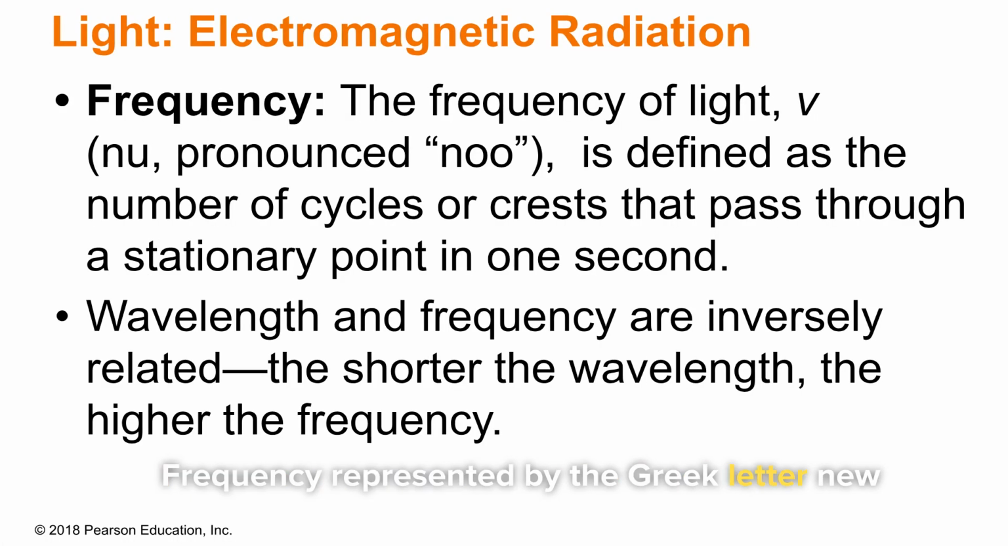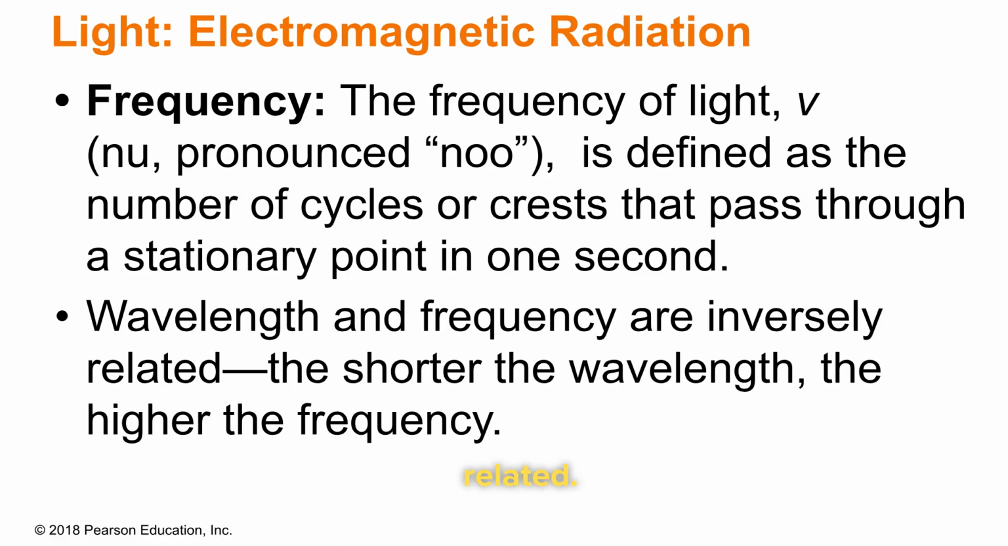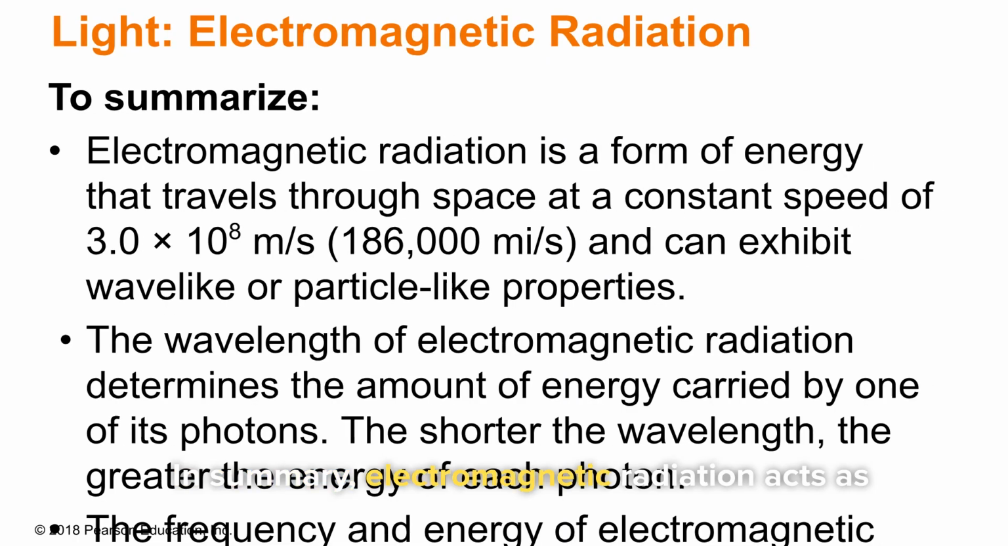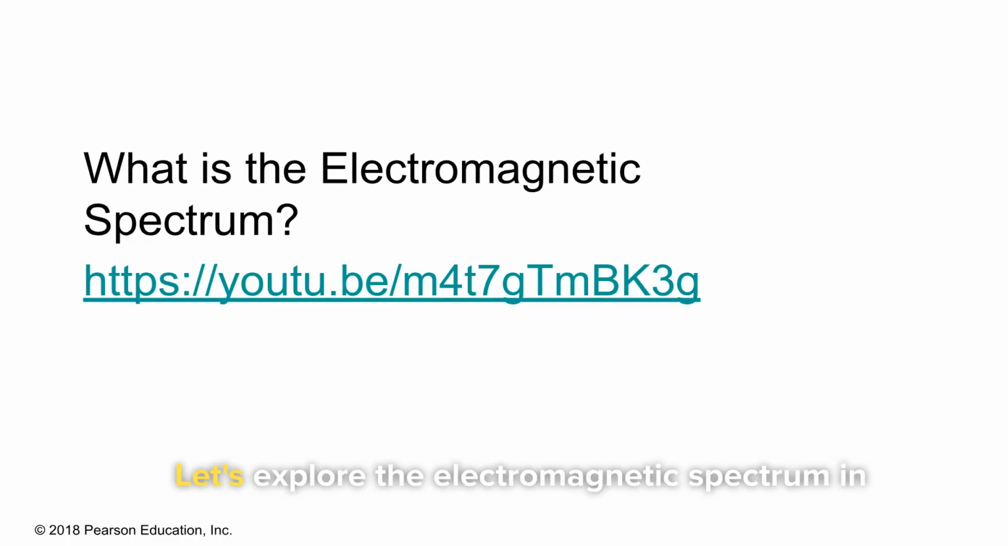Frequency, represented by the Greek letter nu, is the number of wave cycles passing a point per second. Frequency and wavelength are inversely related. Light can also be viewed as photons, which are individual packets of energy. Shorter wavelengths carry more energy per photon than longer wavelengths. In summary, electromagnetic radiation acts as both a wave and a particle, with energy levels directly dependent on wavelength and frequency. Let's explore the electromagnetic spectrum in more detail.